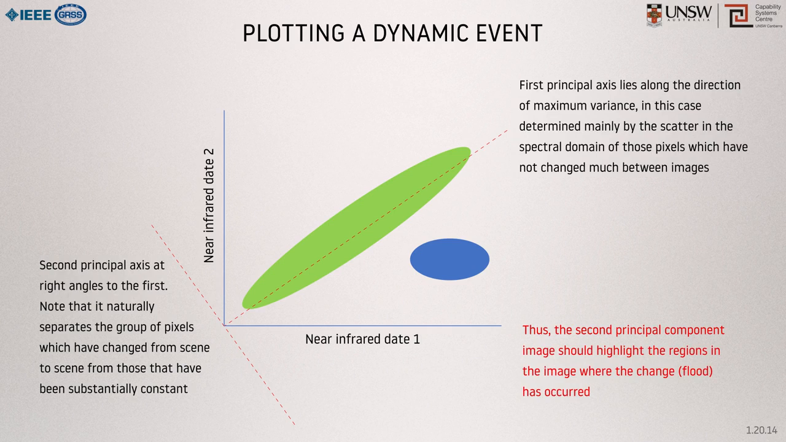In the second PC, we see that the flooded pixels are readily separated from those which don't change substantially from date to date. This is emphasised on the next slide, shown separately for convenience. We now see why it is important that the change pixels not occupy too much of the scene. We want the first axis to be set by the pixels that are essentially constant.